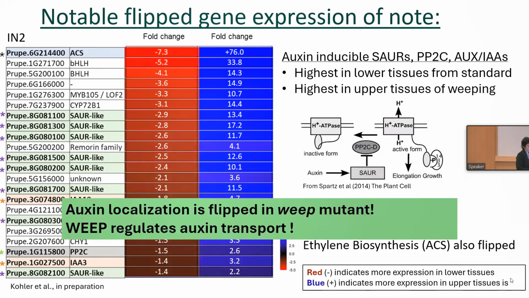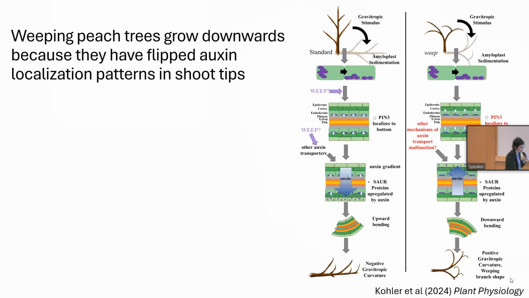And we know the standard also has slightly longer cells and is growing up. So collectively, this showed that auxin localization is flipped in the weep mutant, and weep is very likely regulating auxin transport because all of these auxin-regulated genes are regulated in the wrong place. So the conclusion from this is that the weeping peach trees are growing downwards because they have flipped auxin localization patterns in their shoot tips. And this just sort of diagrams that out.